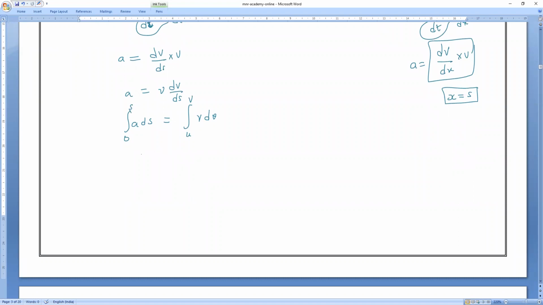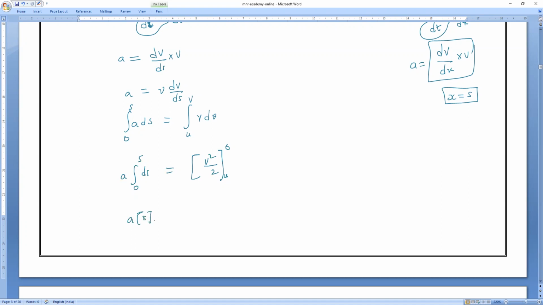Now substitute it. What is a? a is constant, so a into the integration of ds from 0 to s. On the right side, there is no constant, so what will happen? v square by 2, with the initial velocity and final velocity as limits.